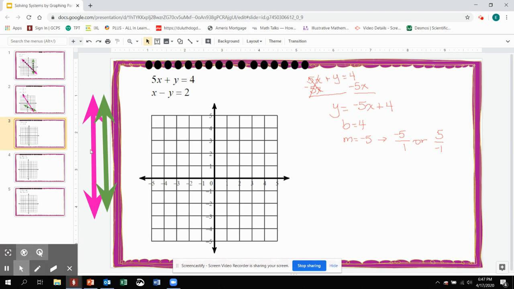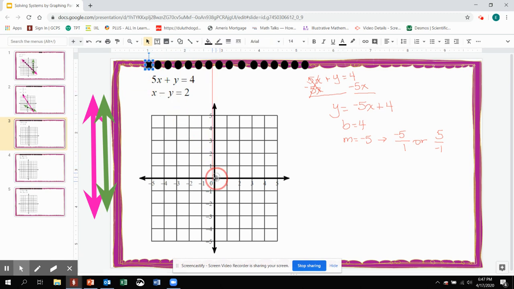So let's graph that equation. My y-intercept is positive 4, so I'll go up to positive 4 on my y-axis. Then I'm going to use my slope. My slope is negative 5, but I use negative 5 over positive 1. So if I have negative 5 as my rise, I'm going to move down 5 units. And then if I have positive 1 as my run, I'm going to move right 1 unit. So that was down 5, right 1.